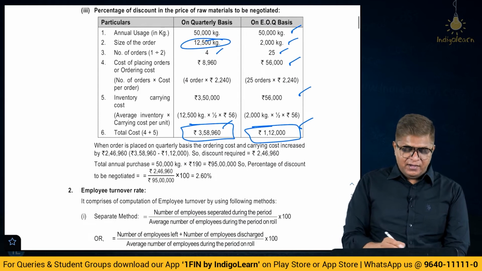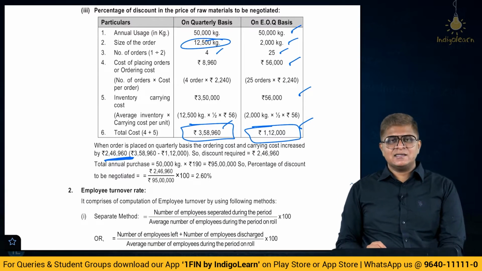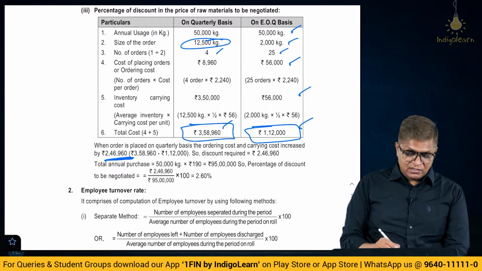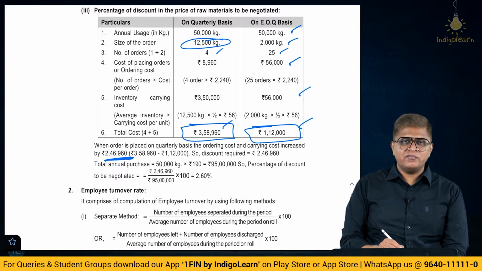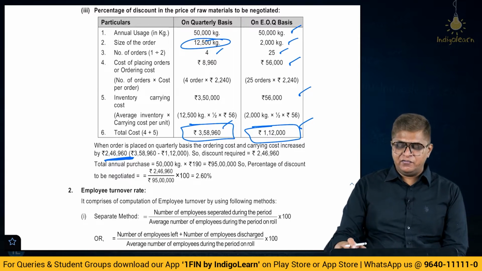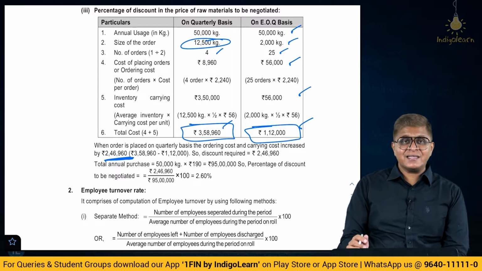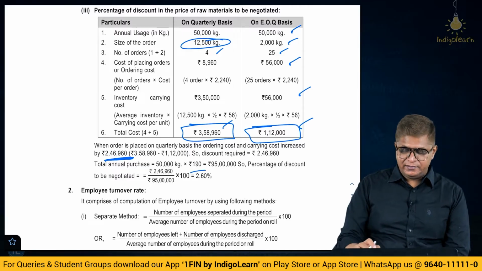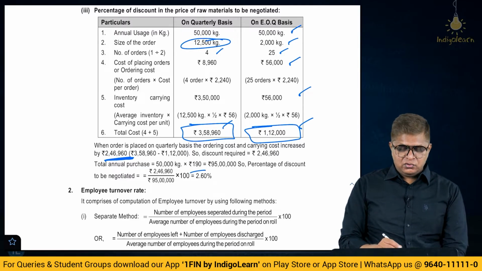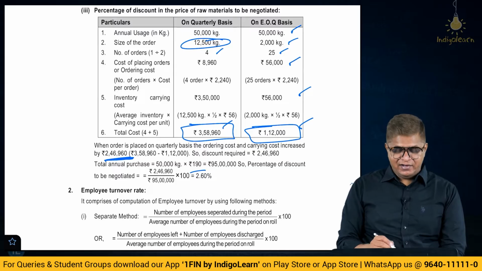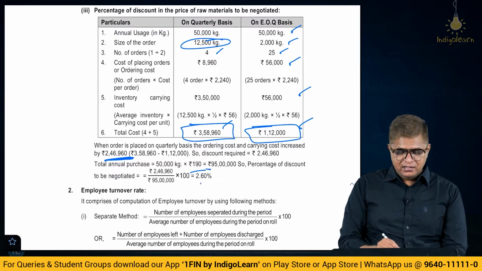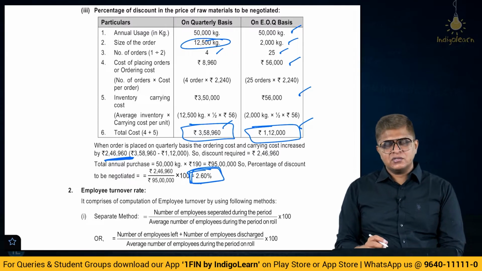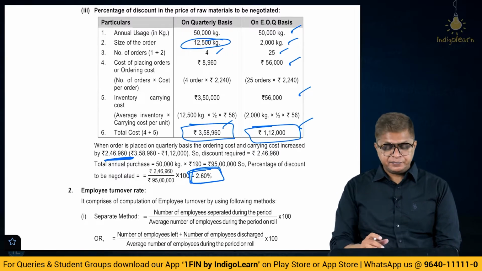And if we do that math, the differential is coming to 2,46,960. So the percentage of discount is 2,46,960 by the total existing cost of buying the material, which is nothing but 50,000 into, I think, per kg they have given the rate of 190. So 2,46,960 by 95 lakhs into 100 gives us the discount to be negotiated as 2.6%. So this was question 1.